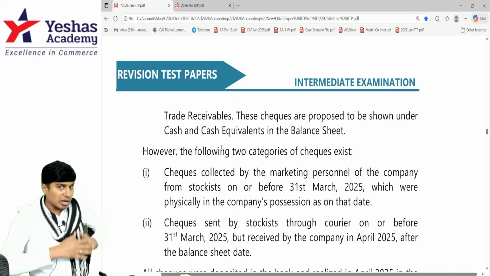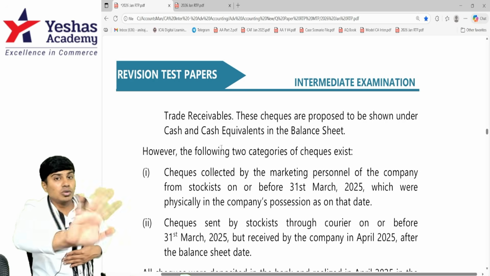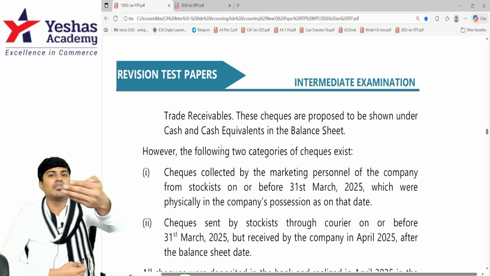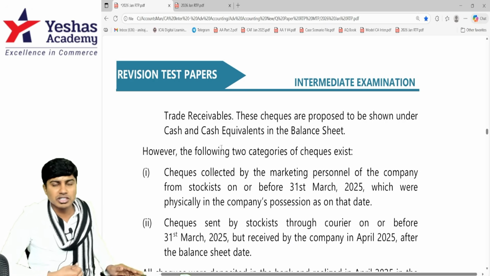So I've written the cheque. I've kept it with me. Zenith Industries' accountant cannot write the journal entry. He can write the entry only when I give the cheque before 31st March.